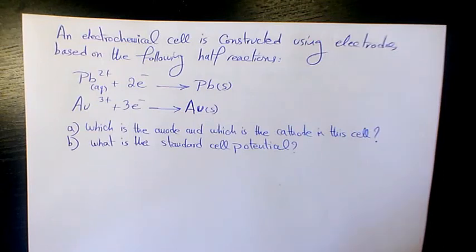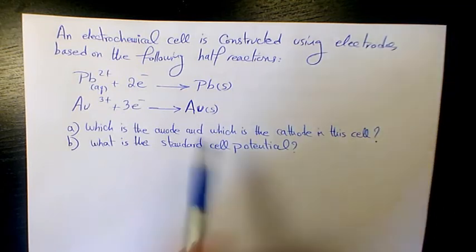An electrochemical cell is constructed using electrodes based on the following half reactions. We have lead and we have gold. Which one is anode, which one is cathode, and then find out the standard cell potential.